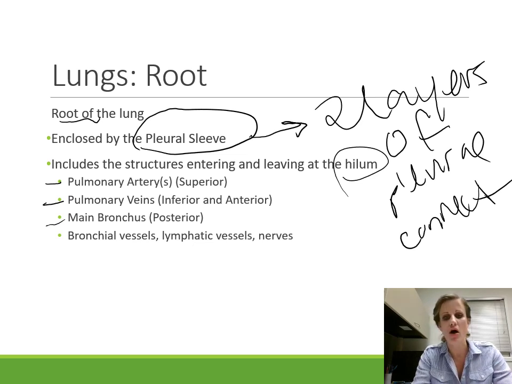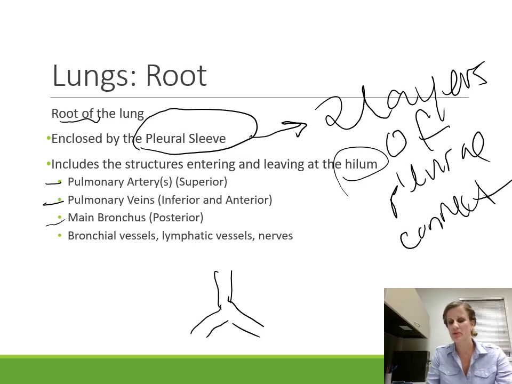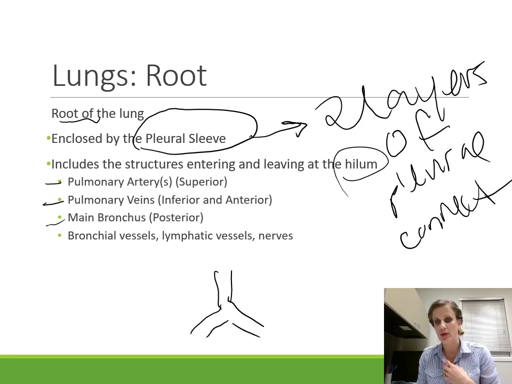Remember that coming off of the trachea, we have two main bronchi. And those bronchi are going to enter into the lung through the hilum, right, as part of the root. And then also we have bronchial vessels that feed the bronchi themselves. We've got lymphatic vessels, we have nerves that all enter in via this root of the lung.